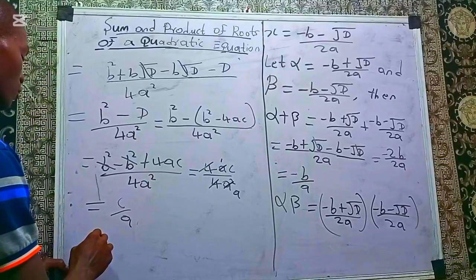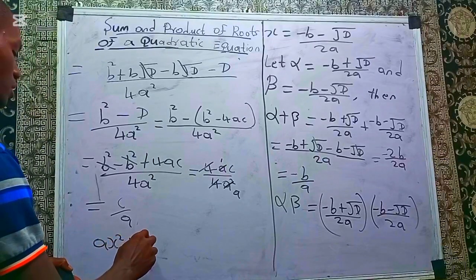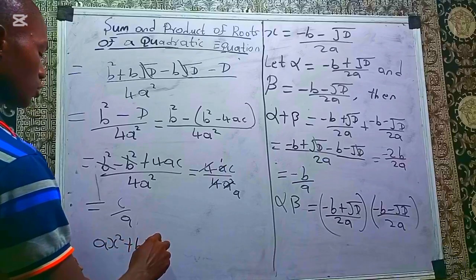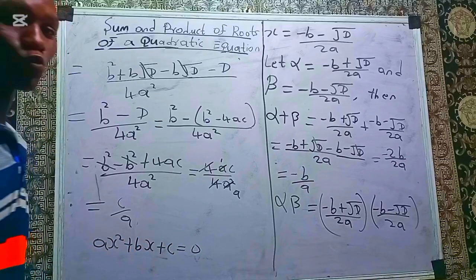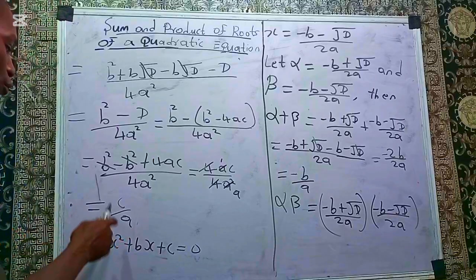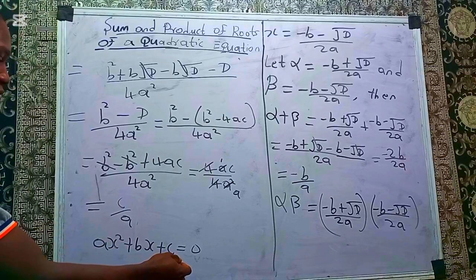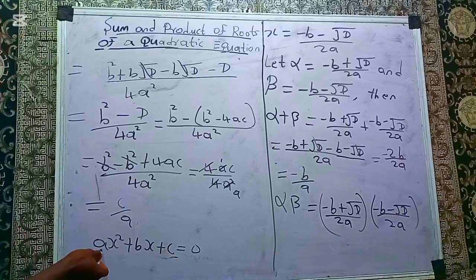Remember the quadratic equation we wrote was ax squared plus bx plus c equal to 0. Then the product of the roots of the quadratic equation will be this constant c divided by the coefficient of x squared.